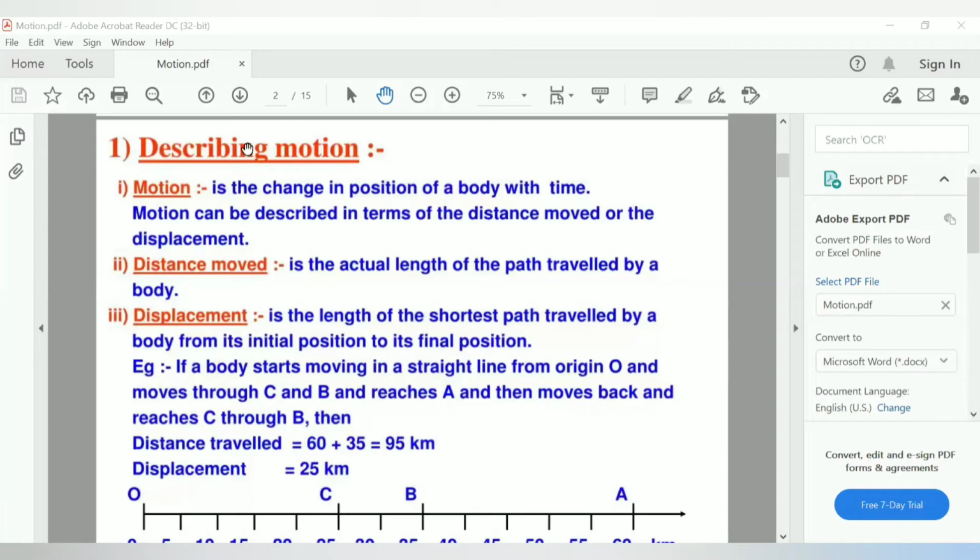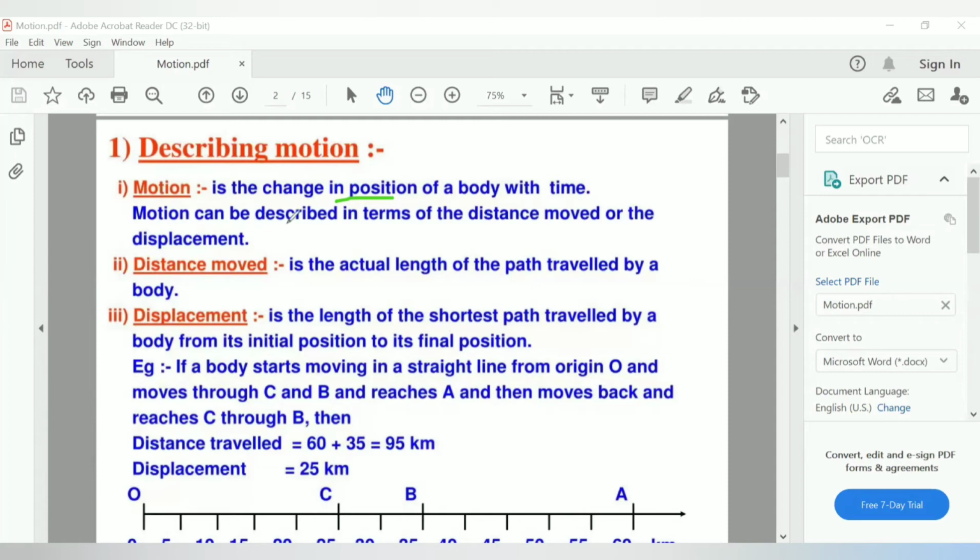As we already discussed, this is the definition of motion. Motion is the change in position of a body with time. We already discussed this statement. Whenever a body changes its position with respect to time, that is called motion. We have seen many examples of motion just now.